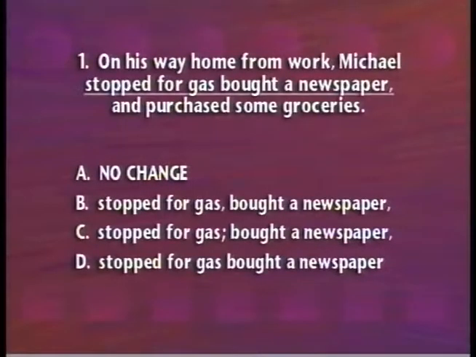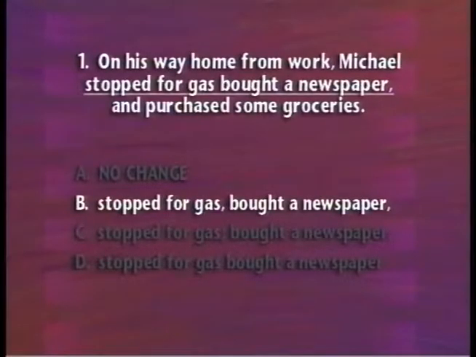On his way home from work, Michael stopped for gas, bought a newspaper, and purchased some groceries. On the usage mechanics questions of the English test, the first option will always be no change. Choose this option when the underlined portion of the sentence is already correctly written. Choose one of the other options when a correction is needed. This example demonstrates the correct usage of commas. In this sentence, option B is correct, since another comma is needed to separate correctly this list of items.